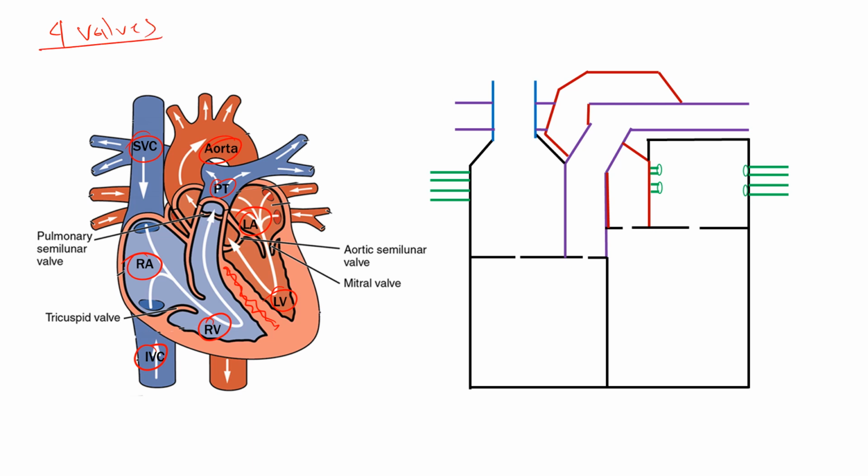We said that the valves are like doors. They open one way. When they close, they generate a sound, and we have two sounds, S1 and S2. S1 is when two out of the four valves close, and S2 is when the other two valves close after. S1 is when the heart contracts, so that is systole. And then S2 is generated when the heart is relaxed, that is diastole.